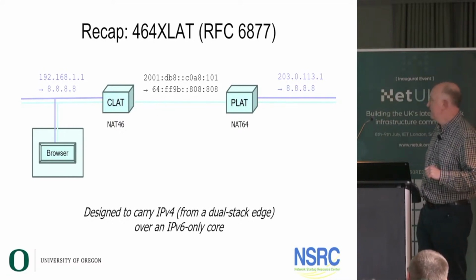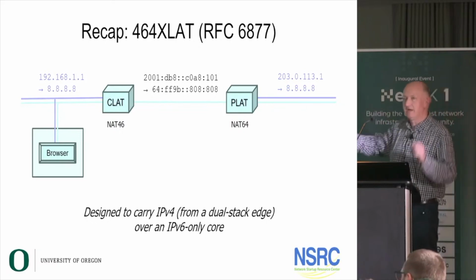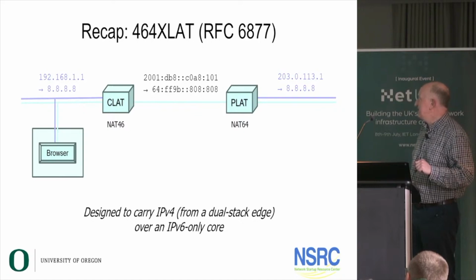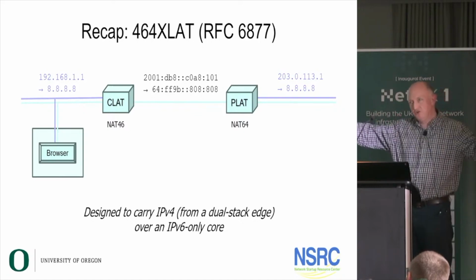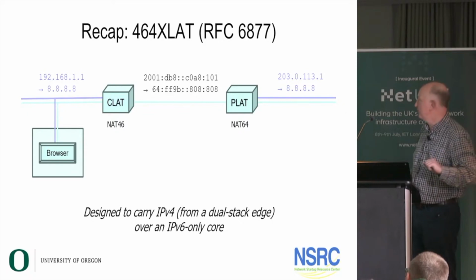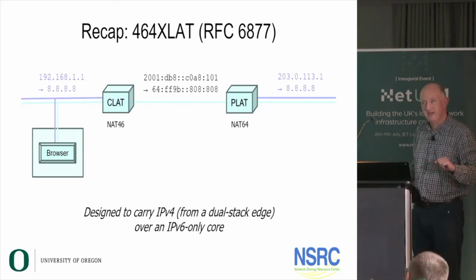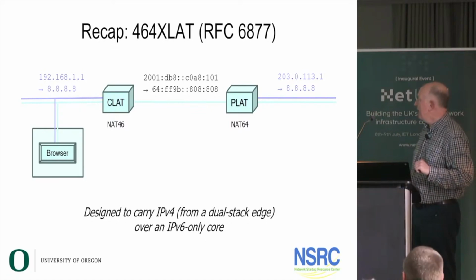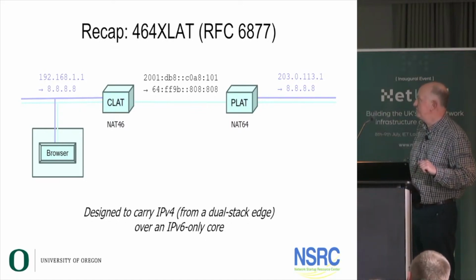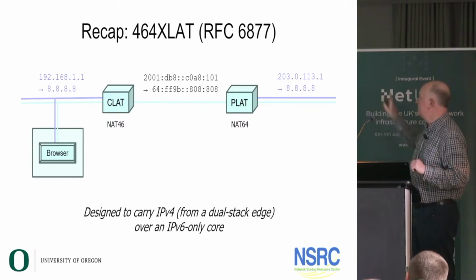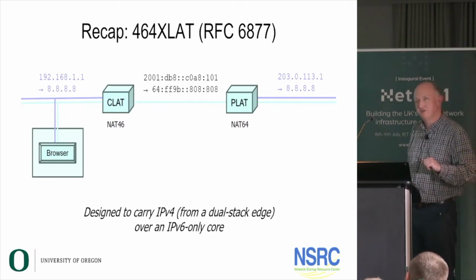And in a sort of standard network, the box in the middle would be a single box. It would be a NAT44. With 464XLAT, you split your NAT into two. You have, on the left-hand side, a customer translator. On the right-hand side, you have a provider translator. And in the middle is just IPv6. And the IPv4 source and destination addresses that come from the left-hand side get embedded into the IPv6 addresses in the middle, and then at the end, the translator turns it back into IPv4.